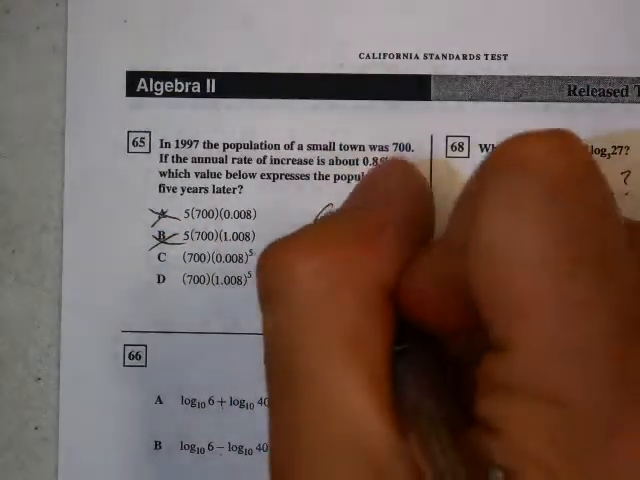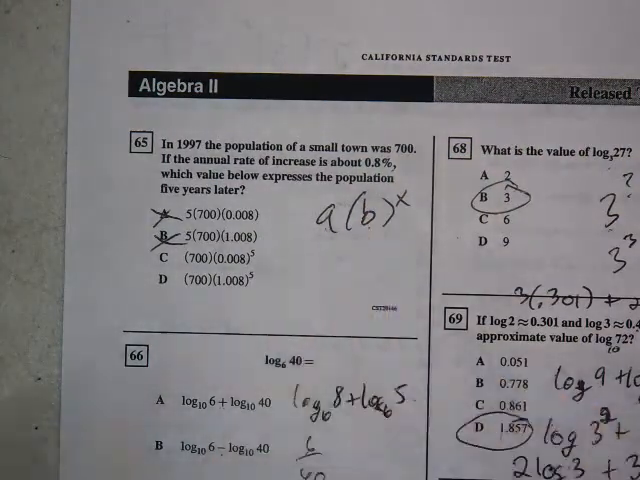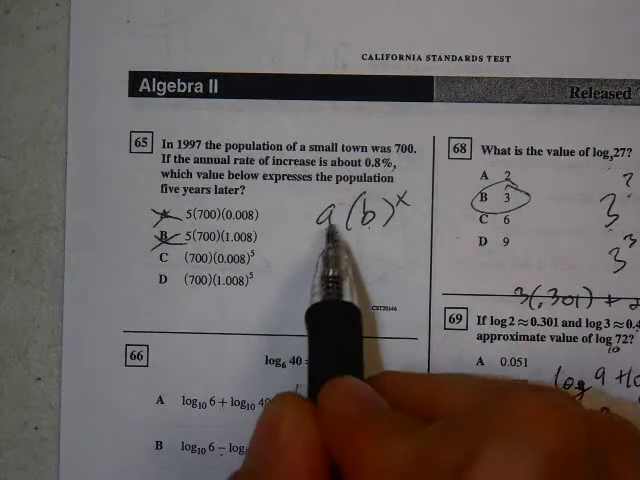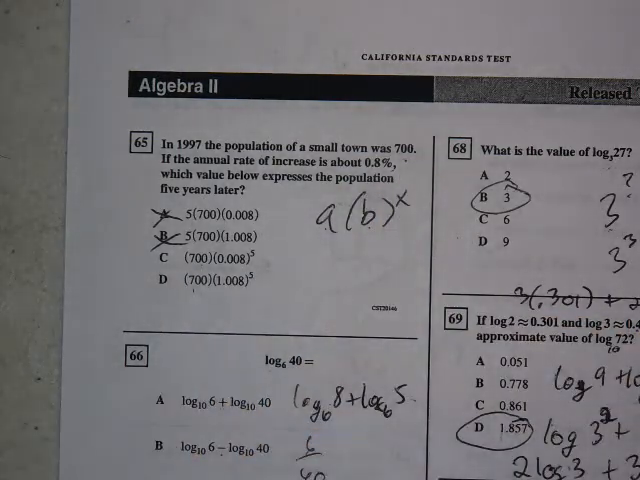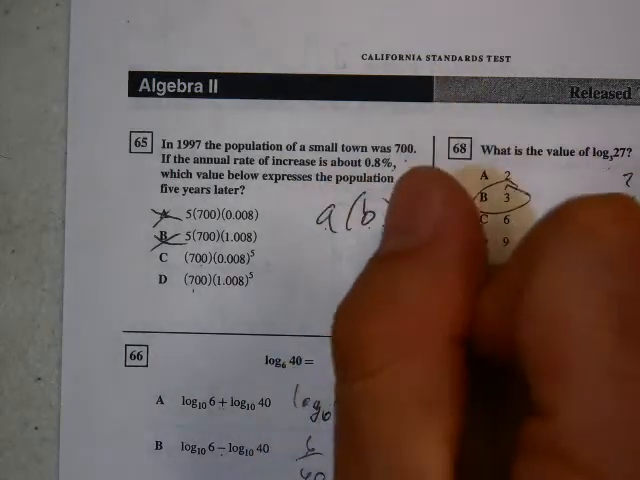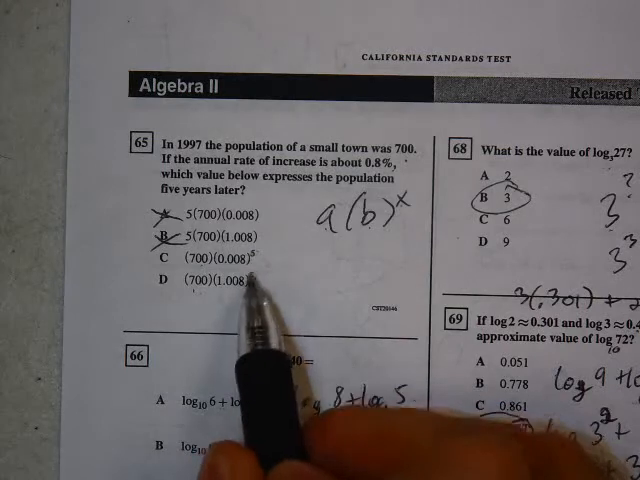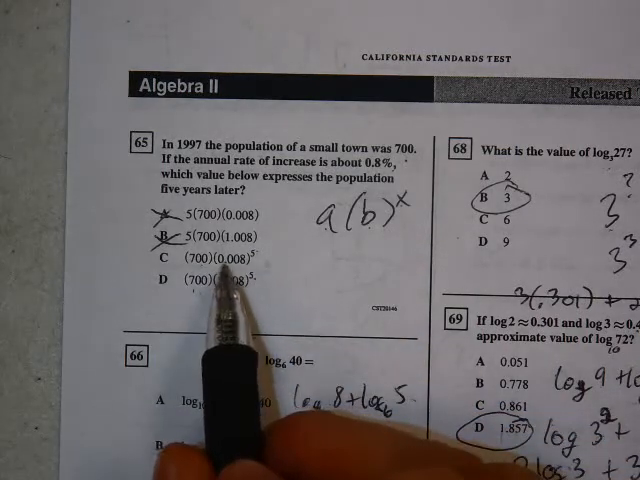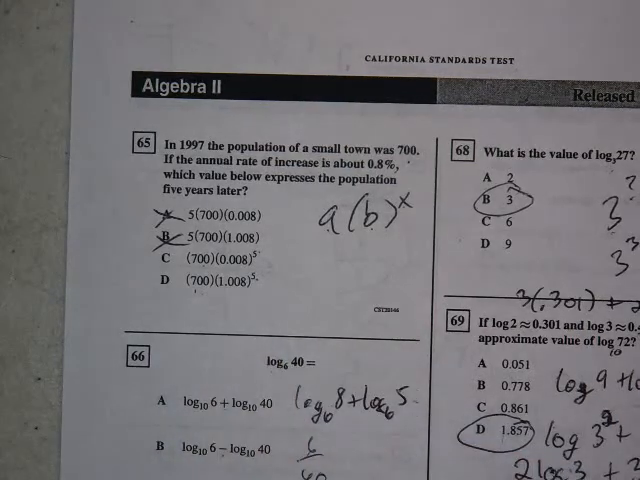So now we think of this pattern A times B to the x, where you have the initial value and what you're multiplying by. And the initial value is the original population, which was 700, and notice they both have 700 in front. X would be the number of years that you're calculating for, and both of them have the 5. And notice that the only difference is that this one has 0.008, this one has 1.008.